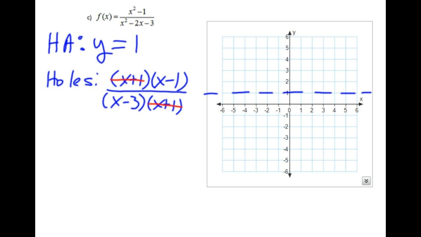All right? Because of that, this x plus 1, if I solve it equal to 0, gives negative 1. This value gets canceled out of the problem. It creates a hole. Now remember that a hole is a point, so this hole needs an x coordinate and a y coordinate. I know the x coordinate is going to be negative 1. How do I find the y coordinate?